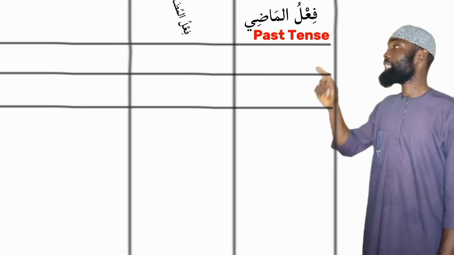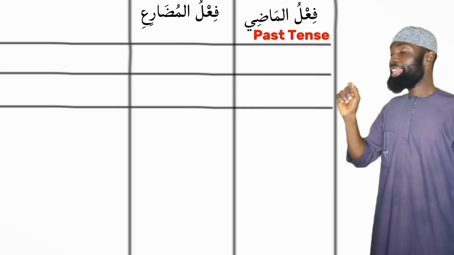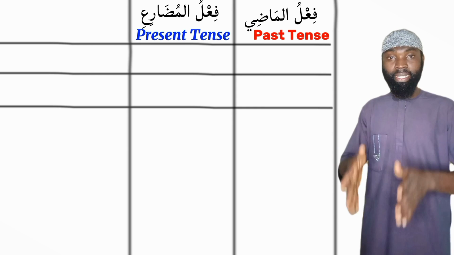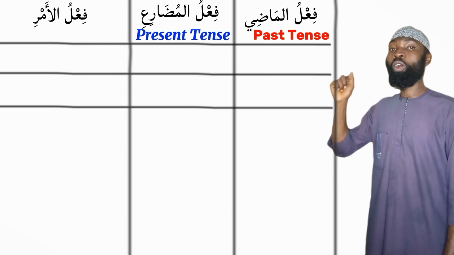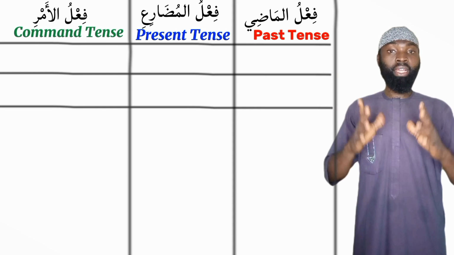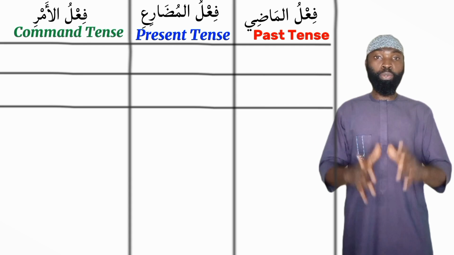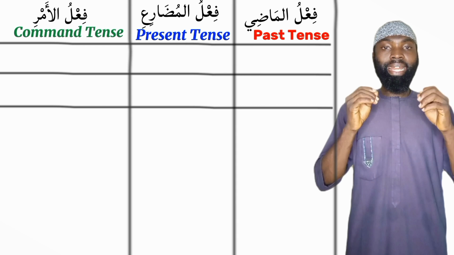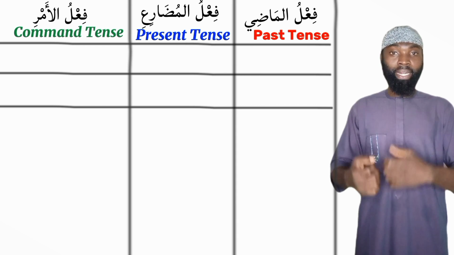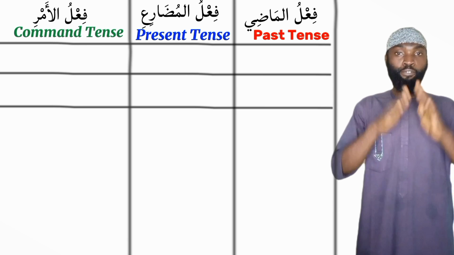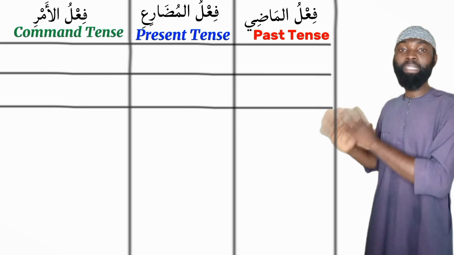And we have fi'lul mudari, verb in the present tense. And lastly we have fi'lul amr, the verbs in their command tense. These are the three tenses we are going to be explaining today. And we want to give a scale of measuring and explaining so that you can put any other words under them and follow the patterns in which they are conjugated or formed, to form any other words you come up with that are similar in this pattern.